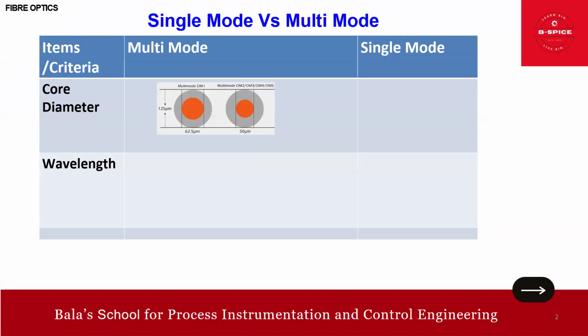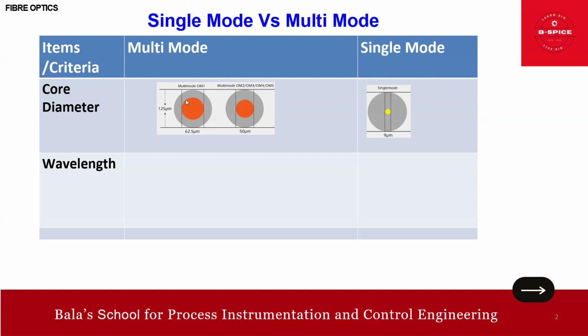Okay, first, core diameter. As you can see here, the core diameter, of course, this is multi-mode and this is single mode. So single mode and multi-mode have a different physical core dimension. From the diagram, you can make out.